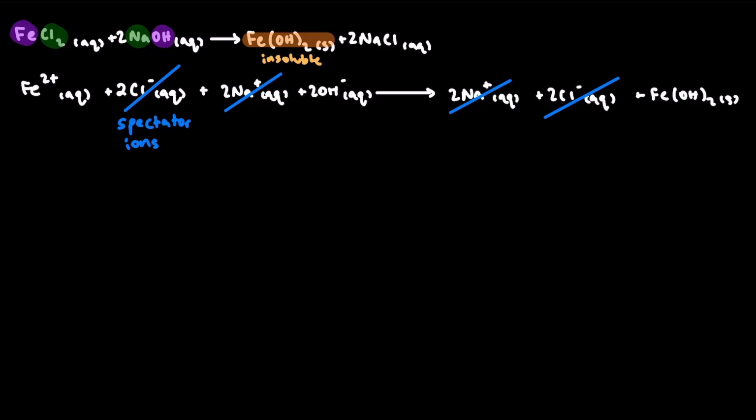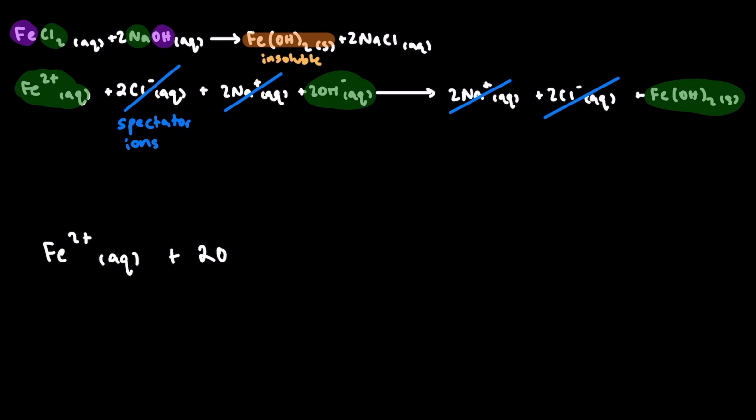So now my ionic equation is whatever I have left over. And what I have left over is the Fe2+, the OH-, as well as the iron hydroxide solid itself. So my final ionic equation would be Fe2+ plus 2 hydroxides forms iron hydroxide in its solid form.